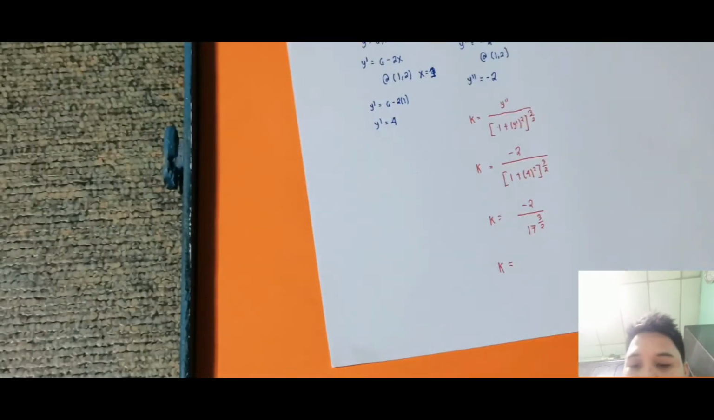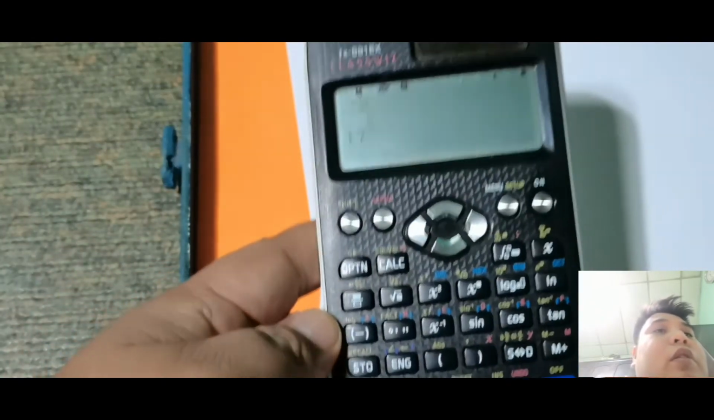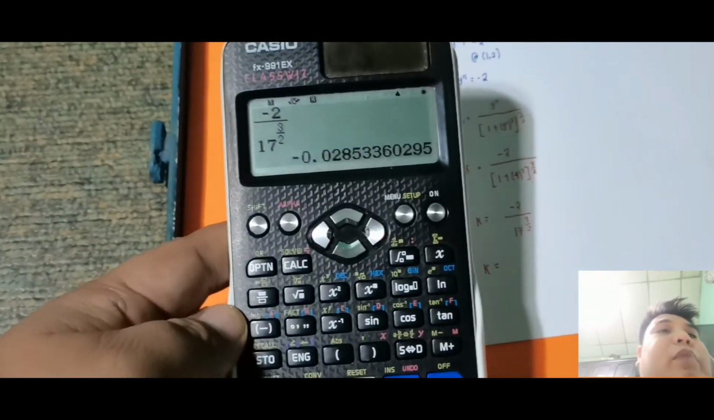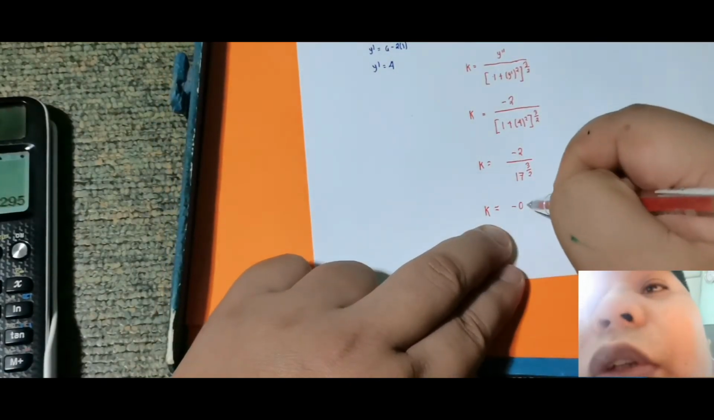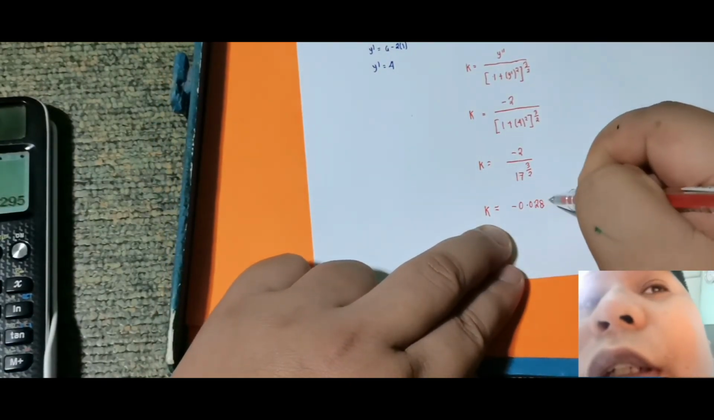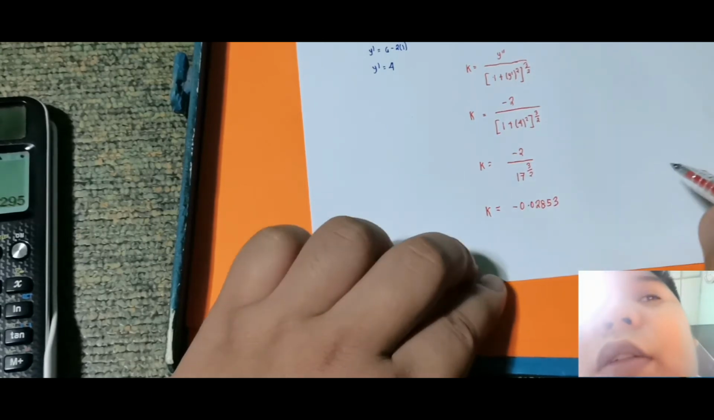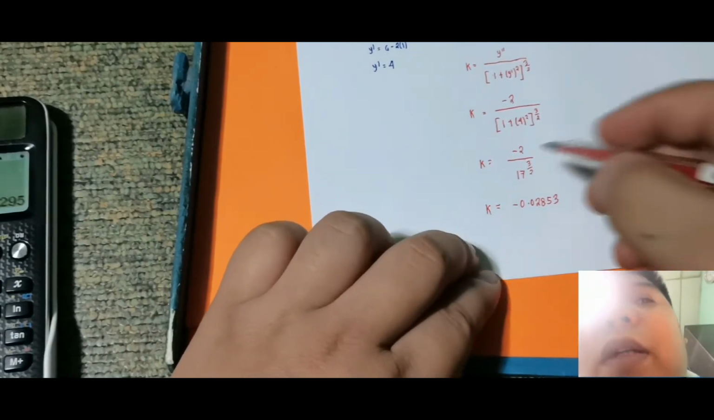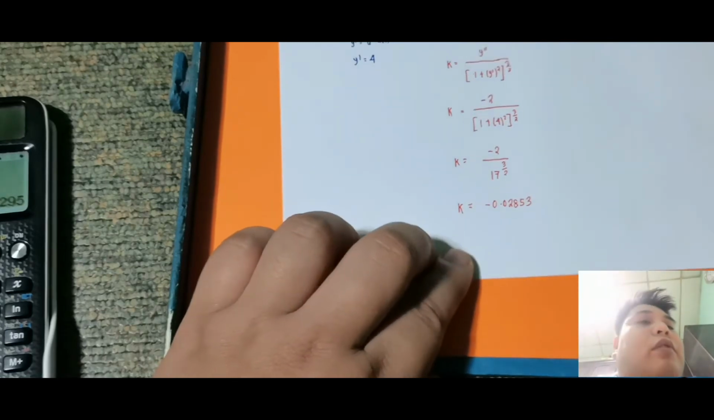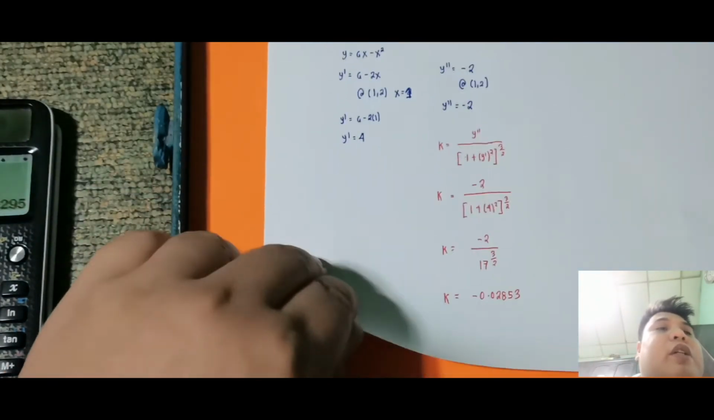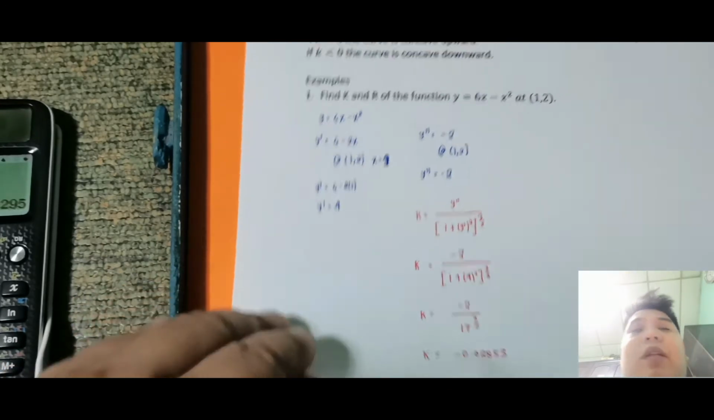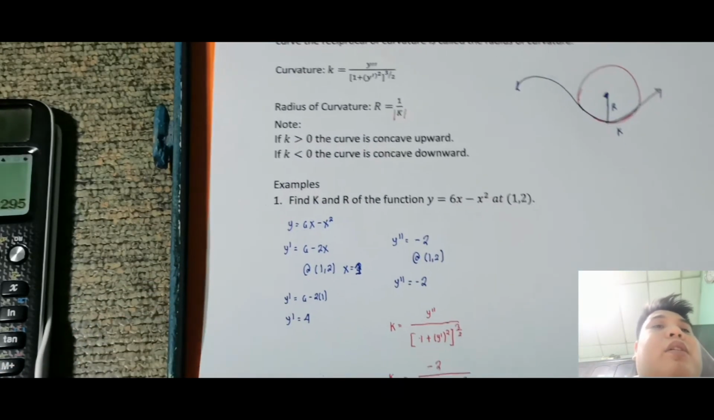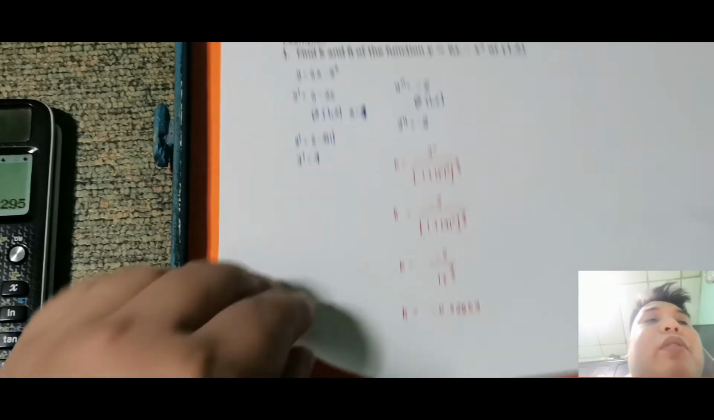Okay, so di ko nalagyan ng negative. So solve ulit. That is negative 0.2853. Okay, so therefore this is equal to negative 0.02853. Or dahil for decimal lang dapat hanggang 5 lang, pero okay na yan. Okay, so note that the curvature is negative 0.02853. Okay, and note that the curve is concave downward.